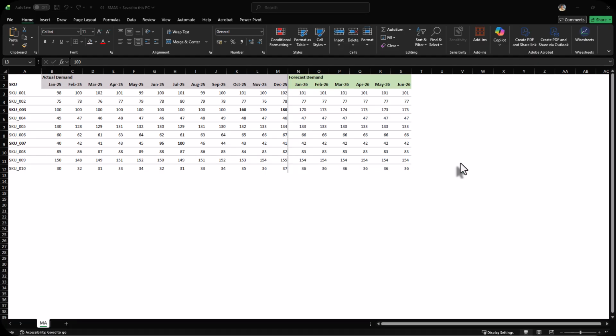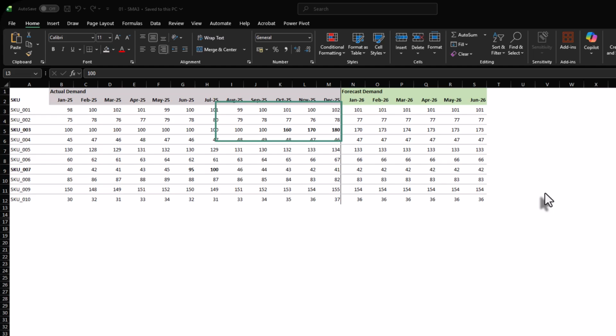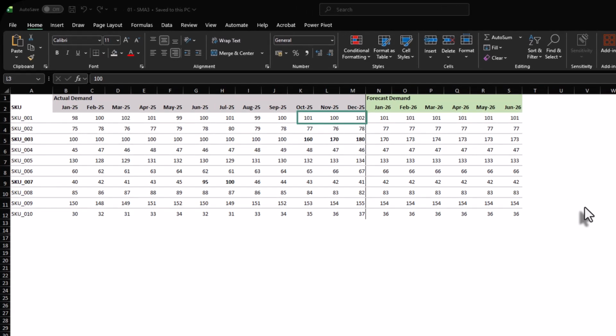Assume you have data for the last 12 months of actual demand of 10 products. You want to forecast the demand for the month of January 2026. If we use a 3-month moving average, we will take the average of actual demand from the last 3 months, that is October to December. For example, in case of SQ001, the forecasted demand for the month of January 2026 will be 101 units because we will take the average of October, November, and December, which is 101, 100, and 102.